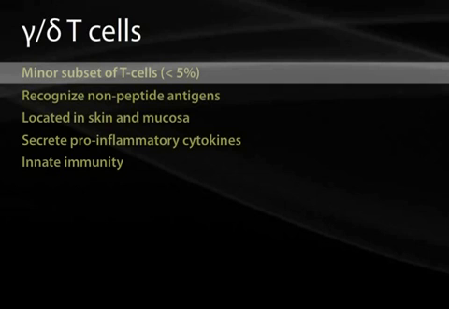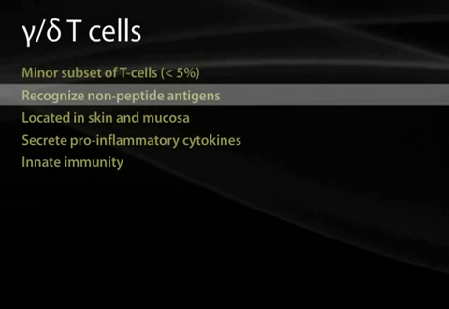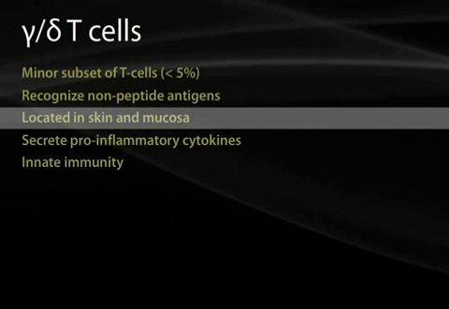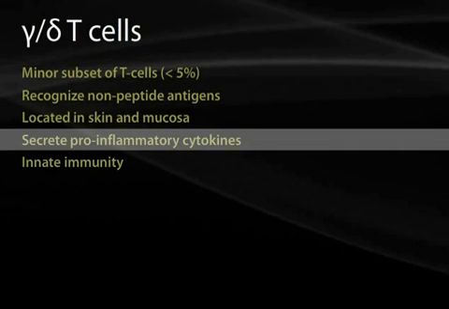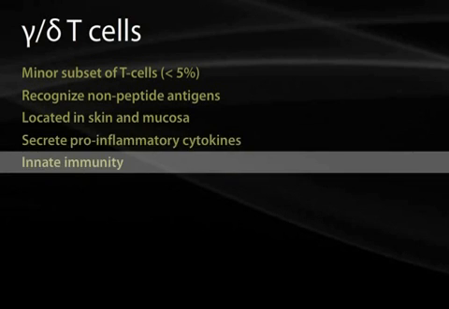And these are kind of the black sheep of the T cell family. They're not adaptive, they don't have memory, they don't work like typical T cells. Less than 5% of all T cells are gamma delta T cells. They recognize non-peptide antigens as opposed to the peptides that the alpha beta, or the regular T cells, will recognize. These gamma delta T cells are located in skin and mucosa, and they secrete pro-inflammatory cytokines when they're stimulated. So in that aspect, they work kind of like an innate cell.